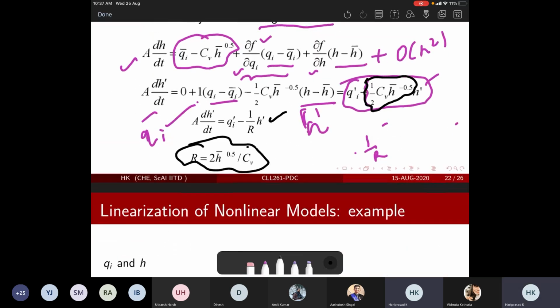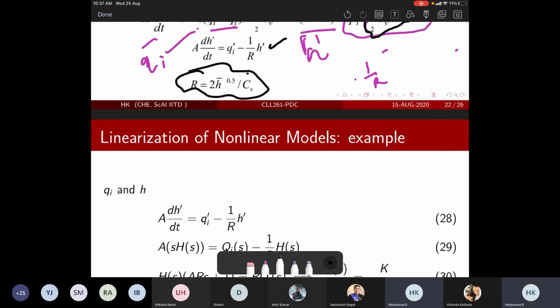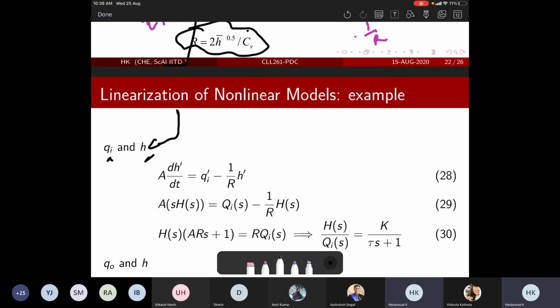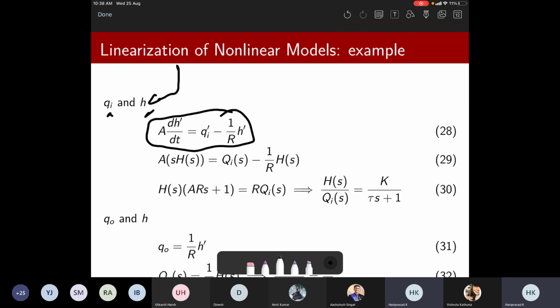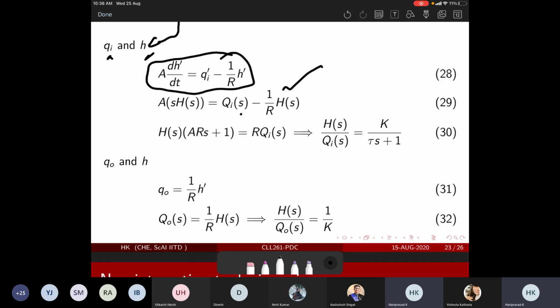Okay, so now let's write that differential equation again right here. This is a differential equation relating qi and h. So A dh prime by dt equals qi prime minus 1 by R times h prime. Take the Laplace transform: A s H of s equals Qi of s minus 1 by R times H of s. Here I have correctly put the uppercase letters to designate the Laplace variable. Now you can do the rearrangement. All the h should come on one side and q on the other side. So H of s times (AR s plus 1) will be R into Q of s.